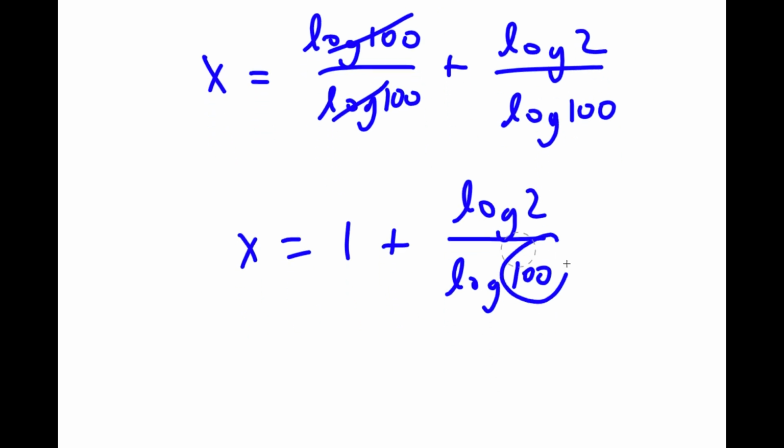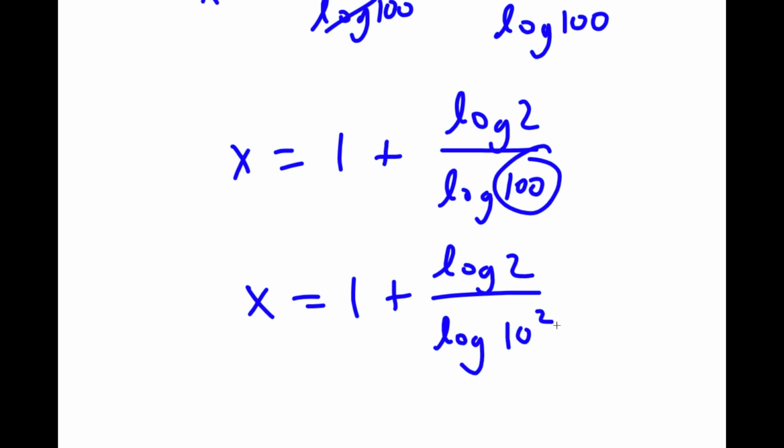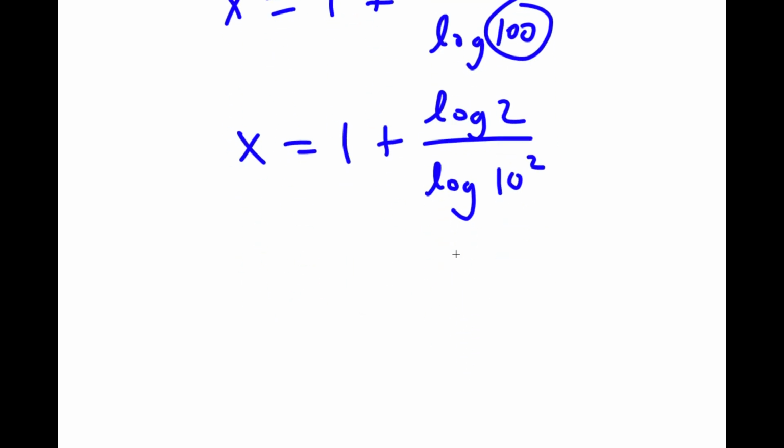Now, 100 here, this is the same thing as 10 squared. So now I have x is equal to 1 plus log 2 over log of 10 squared. And remember, if I have something in the form log a to the power b, I can move this to the front.